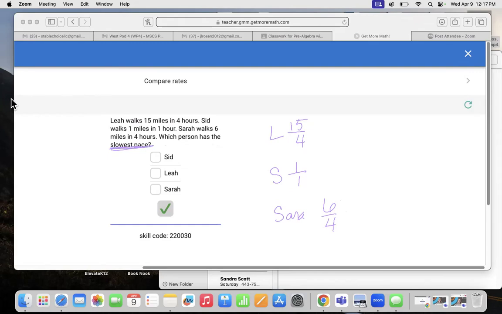So we're going to come over here and we're just going to do the division. 15 divided by 4 gets us 3.75. Sid, 1 divided by 1 is 1. And then 6 divided by 4 is 1.5. So my slowest person is going to be the smaller number, which is Sid.